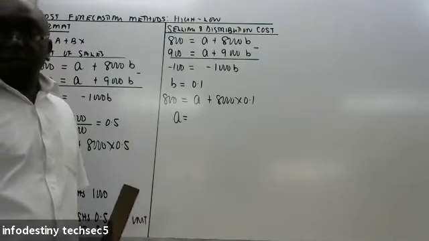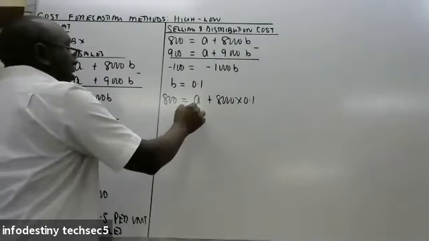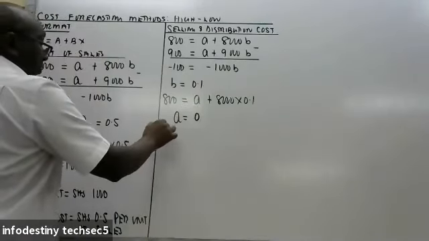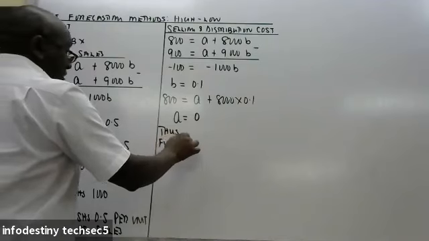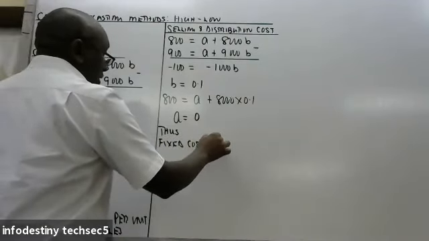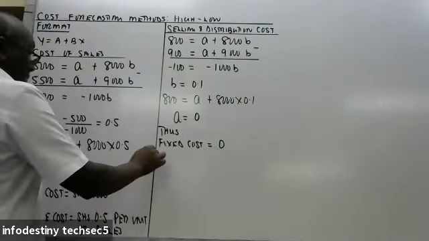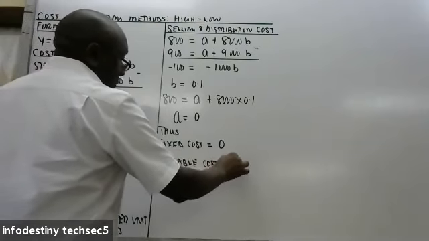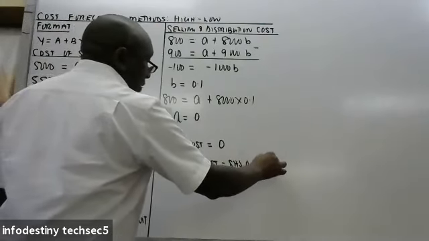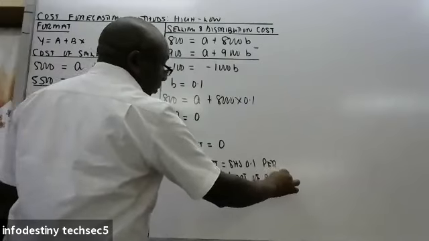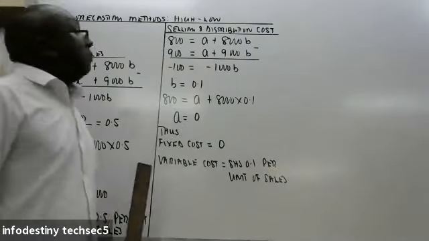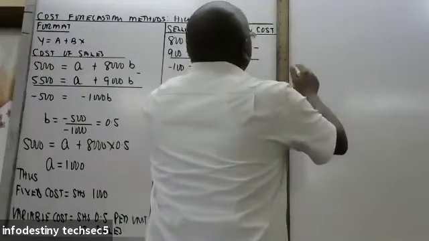Yes, good. It is 0. Thus, fixed cost is 0. Variable cost is shillings 0.1 per unit of sales, or per shilling of sales, whichever.